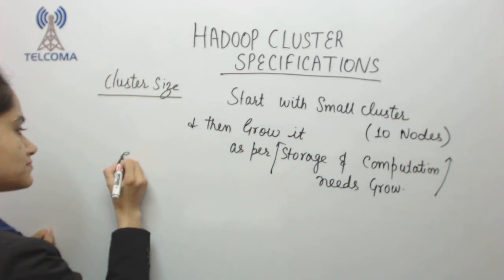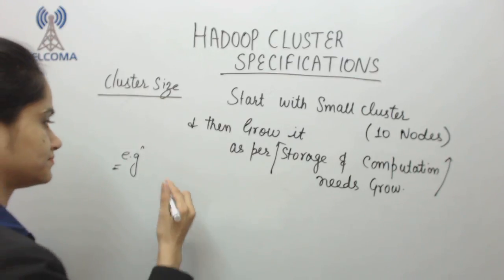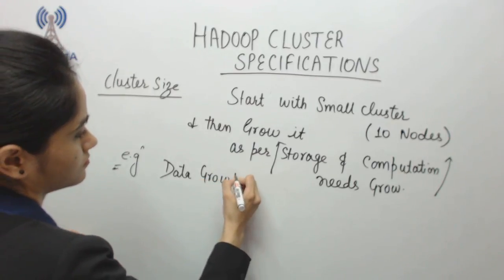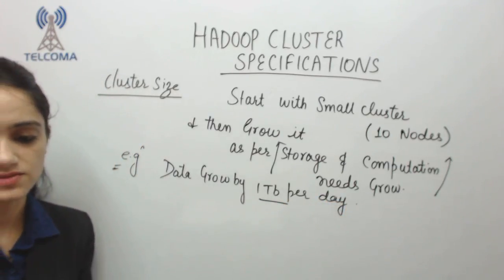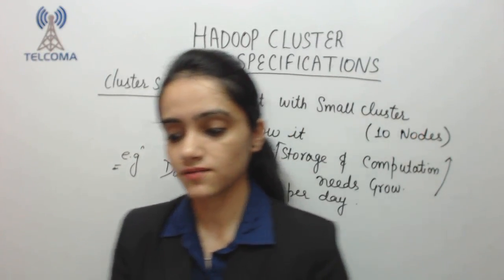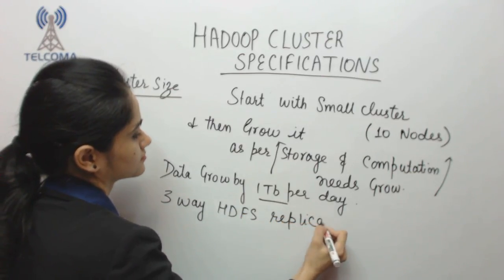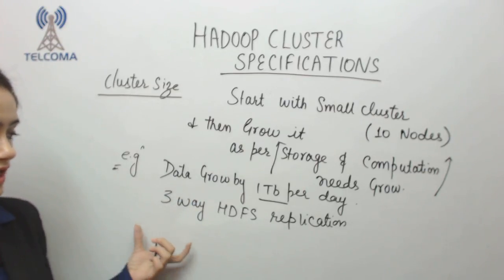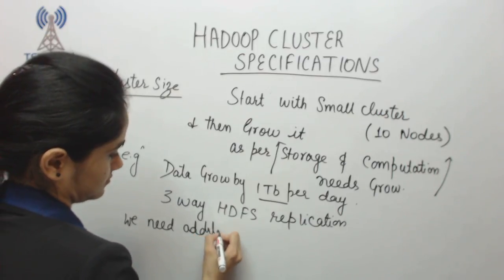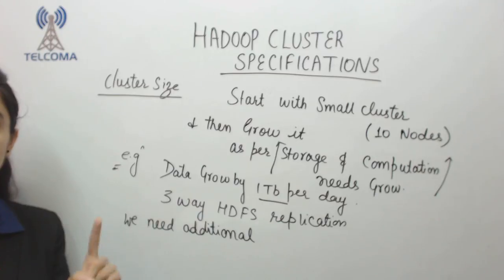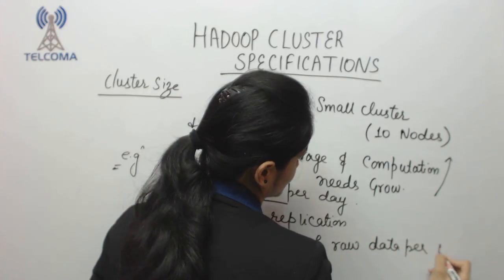For example, let's take an example where data grows by 1 TB a day. So per day we have 1 TB of storage, and we require three-way HDFS replication for this. We have 1 TB of data collected per day, but with three-way HDFS replication, we need an additional 3 TB of raw data per day. So this is our requirement.